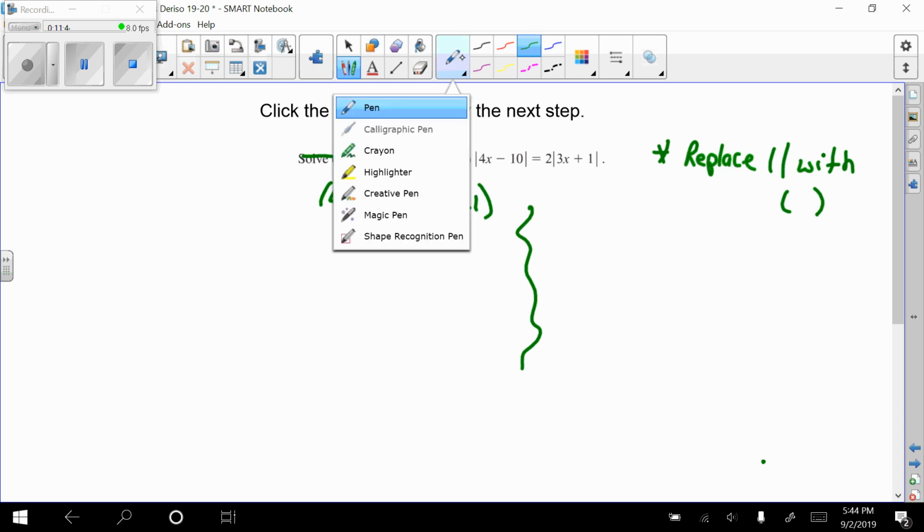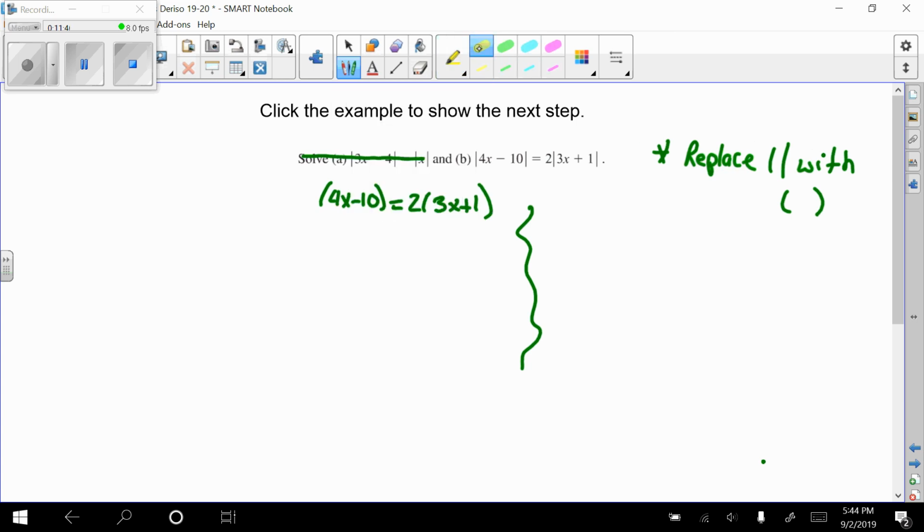Okay, now remember, it's the same exact strategy. This is a positive 2 here. So on the flip side, on the other side, I have 4x minus 10 equals a negative 2 times the quantity (3x plus 1). So on one side it's a positive, on the other it's a negative. Now we just proceed and solve them just like normal.